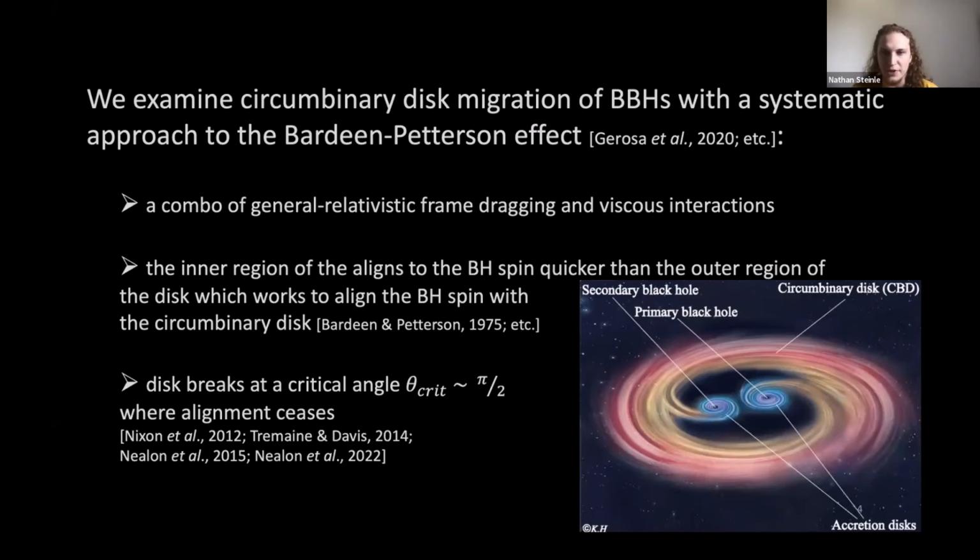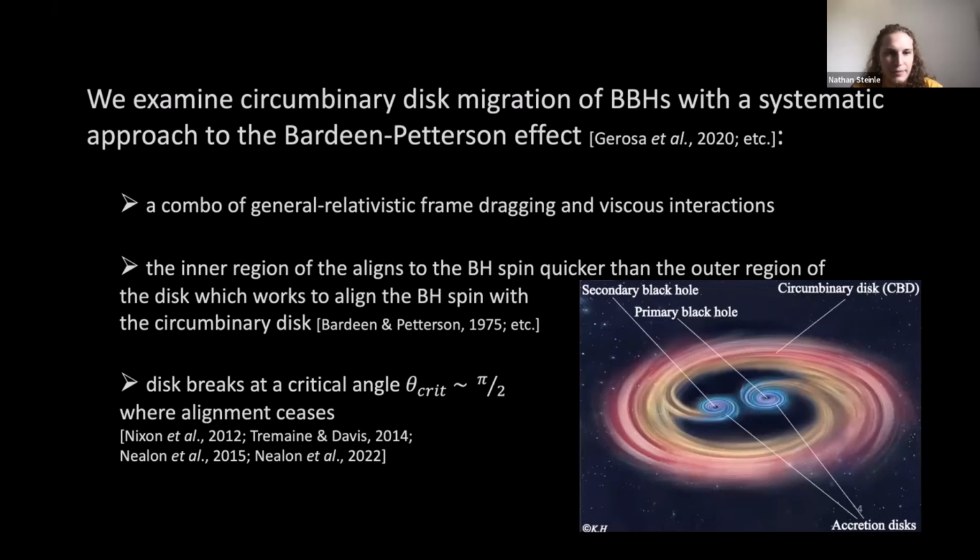And that's where the Bardeen-Petterson effect is relevant, in which basically what it does is that the inner region of the disk aligns on a shorter time scale to the equatorial plane of the black hole than the outer region of the disk, which is at the same time working to align the black hole spin with the larger circumbinary disk. And so it's a very dynamical and complicated thing.